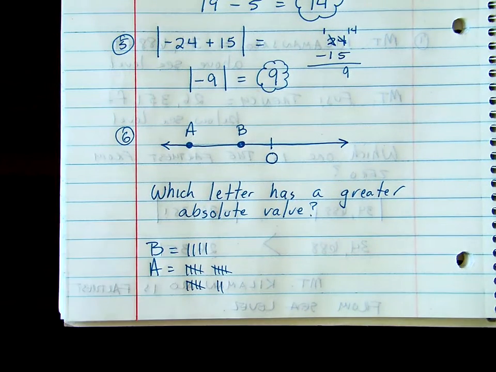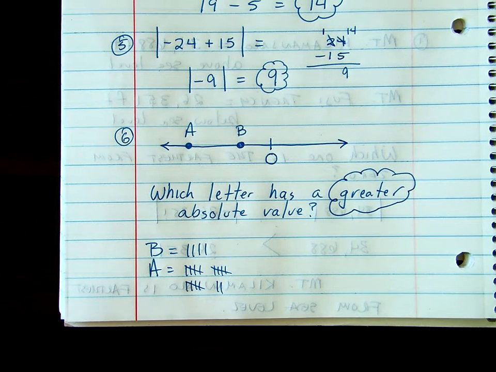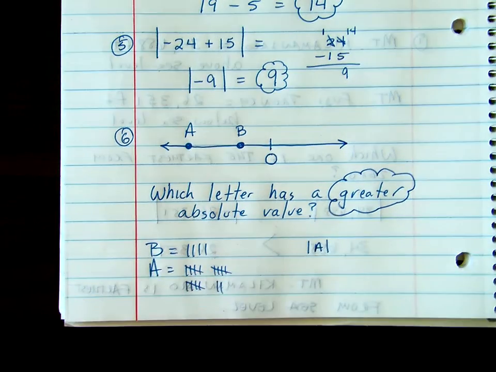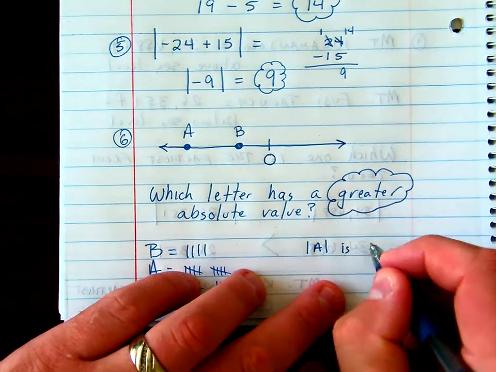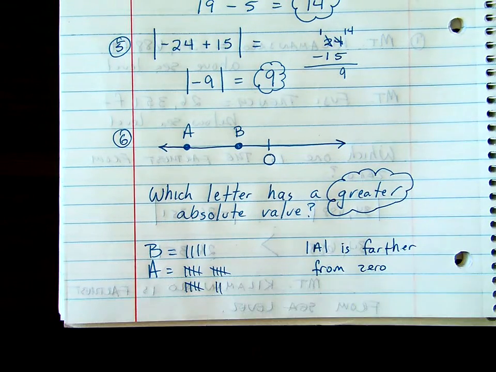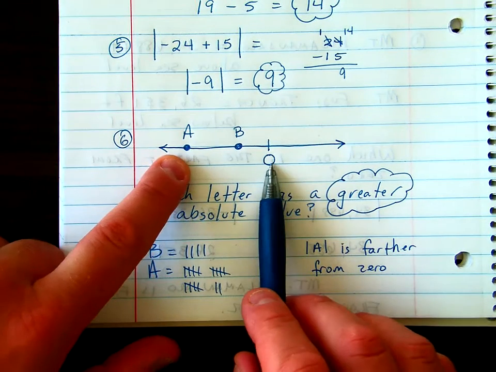Alexis, you said B. Why do you think B has the greater absolute value? It's closer to 0. Okay, because it's closer to 0. Brooke, why did you say A? Greater means bigger. Bigger means farther. So the absolute value of A is farther from 0. You would agree that letter A is farther than 0.